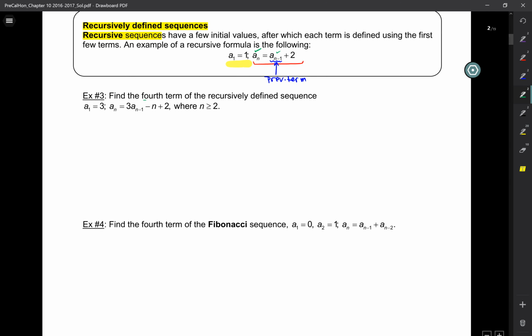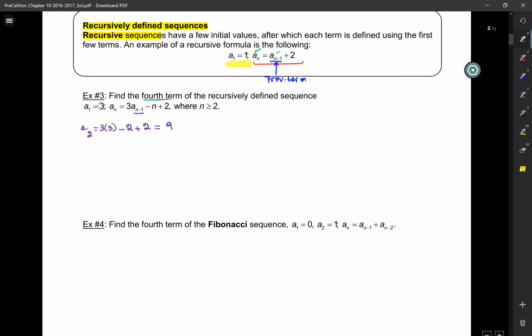It says find the 4th term of the recursively defined function. All right? So A1 here is 3. Okay. Well, what would A2 equal to then? Well, let's see. A2, all right, so what is An? It's 3 times the previous element, An minus 1, so 3 times 3 minus n plus 2. Okay, so A2 would be 9 minus 2 plus 2, that's just 9.